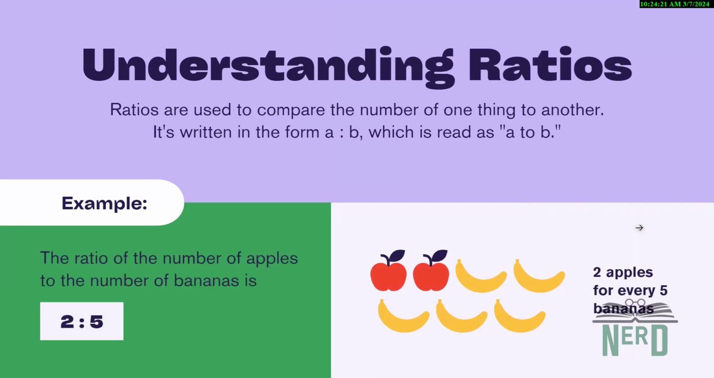Basically, ratios are used to compare the numbers of one thing to another, and remember it's written in the form a colon b, which we usually say as a to b. For example, say we have 2 apples and 5 bananas. How are you going to write it? If we write it like this, 2 is to 5 means we have 2 apples and 5 bananas, right? So in that way you can understand what we are going to talk about.